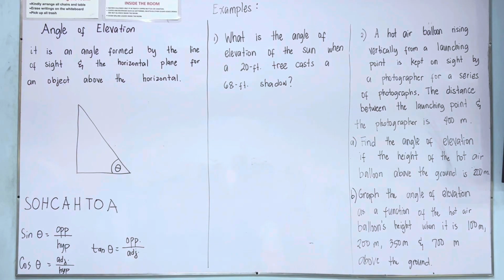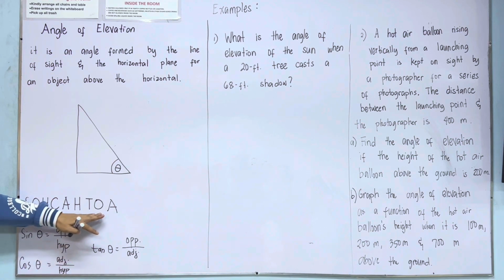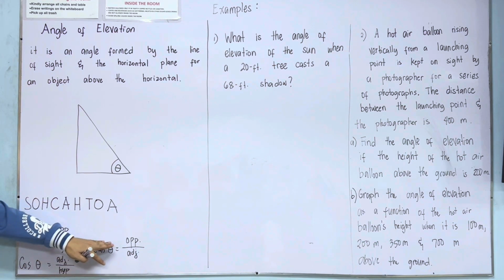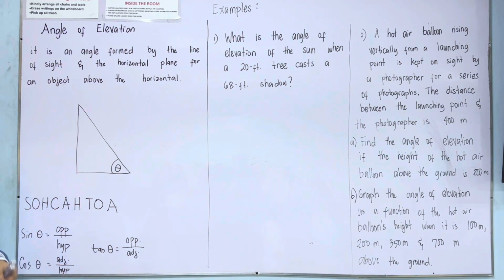Application of our trigonometric functions, the SOhCAHTOA. Sa SOhCAHTOA natin, class, let us recall, bakit tinawag na SOhCAHTOA? Because sine is equal to opposite over hypotenuse. Cosine is equal to adjacent over hypotenuse. And lastly, tangent is equal to opposite over adjacent.